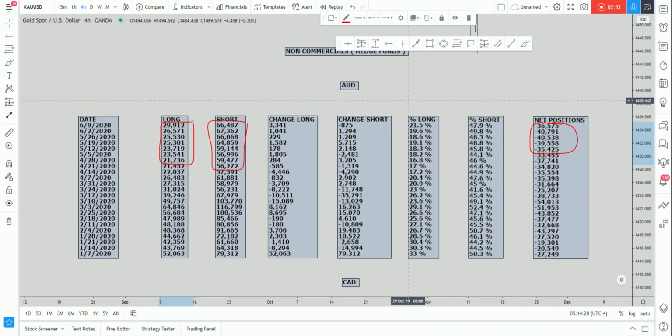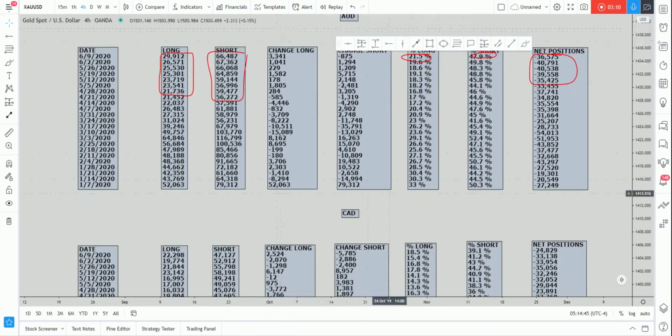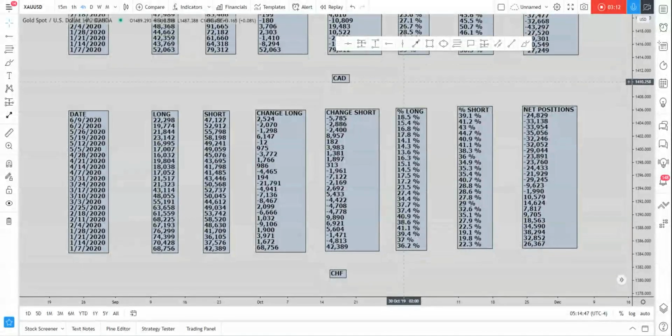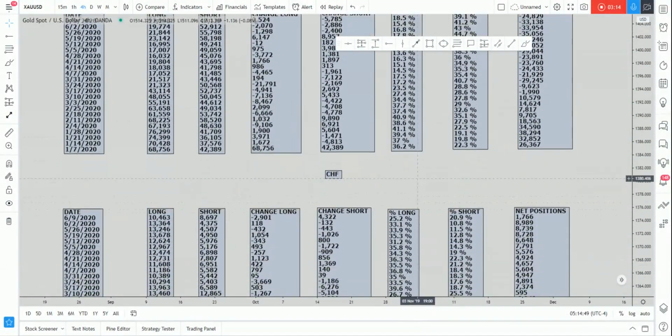The only thing that we know is that we still have a very strong positioning on the short side with a 47% short exposure and only 21% long exposure. Obviously, there are way more shorts than longs, 66K shorts at the moment and 29K longs. So AUD in the long term, we can still expect some weakness to come.